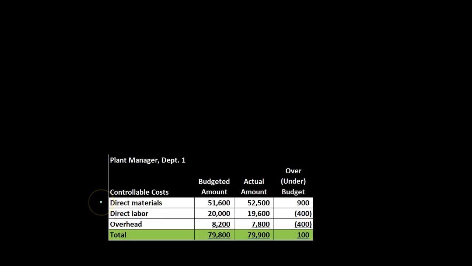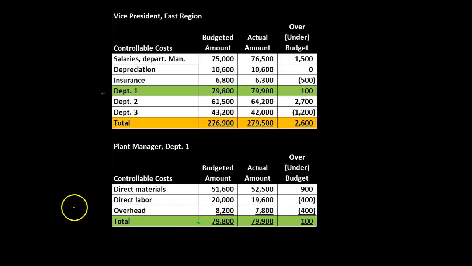So we have the plant management Department 1. So this is the lower level. We could think of it like the department level, the store level. We have the direct materials, the labor, the overhead, and then those totals are going to be included in the report that goes to the vice president for the region.